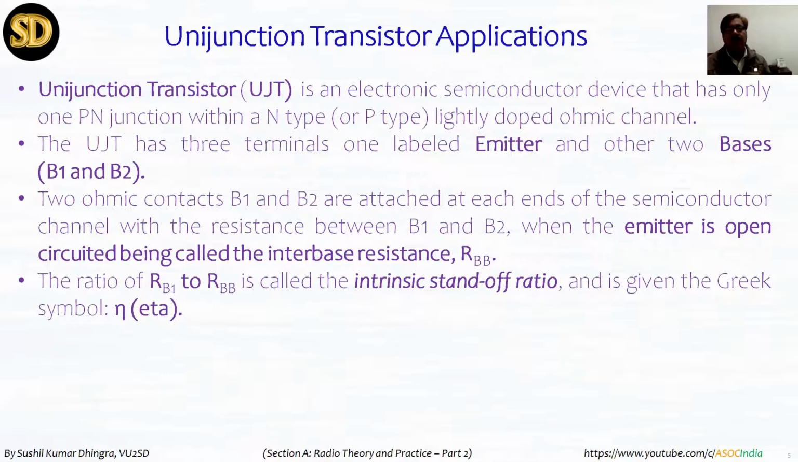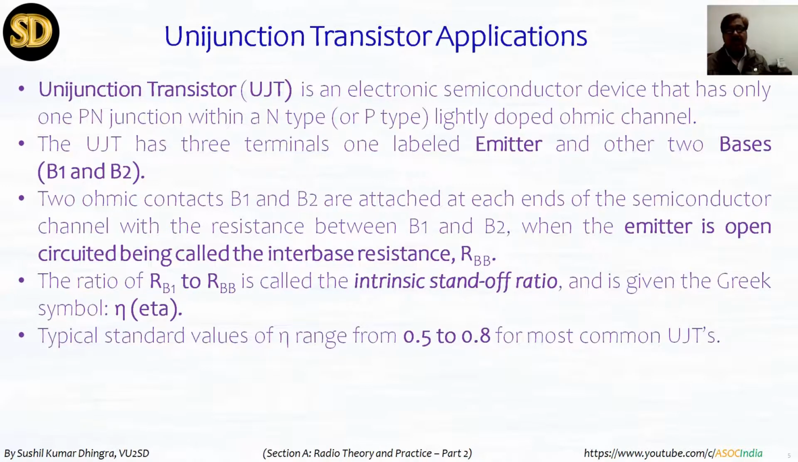The ratio of RB1, which is towards the ground level, to RBB, the whole channel. Repeating again, the ratio of RB1, the variable part toward the ground side, and the complete RBB whole channel is called the intrinsic standoff ratio, and this is represented by the Greek symbol eta. Greek symbol eta is used to represent the intrinsic standoff ratio. Keep it in your mind. The typical standard value for eta ranges from 0.5 to 0.8 for most UJTs.